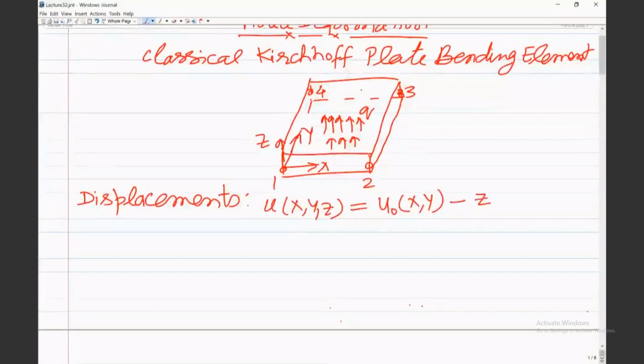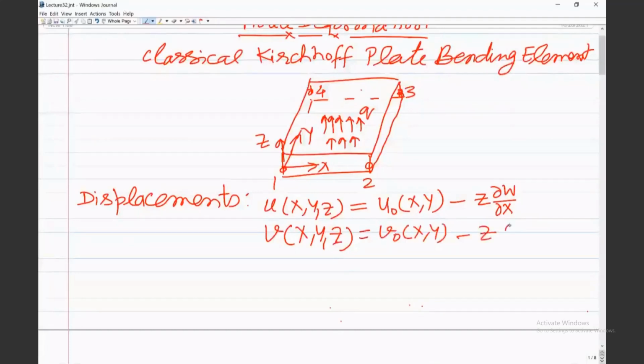And then from the classical plate theory, you already know that this part of the displacement is minus z into del w by del x. Similarly, the displacement along the y direction at any point x, y, z is given by v naught, which is a function of x and y, minus z into del w by del y. And w, of course, is assumed to be only a function of x and y. Now, so this is the displacement.